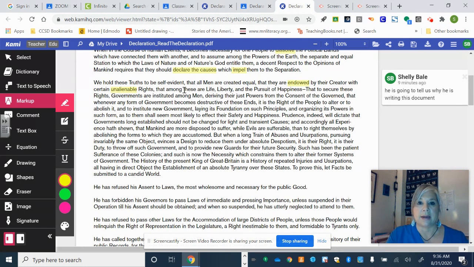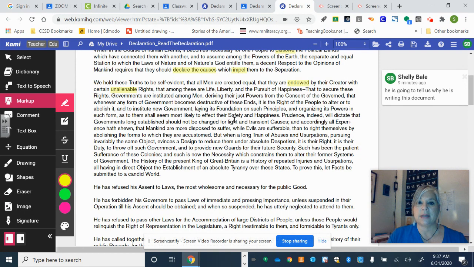Unalienable rights, that among these are life, liberty, and the pursuit of happiness. To secure these rights, governments are instituted among men, deriving their just powers from the consent of the governed. That whenever any form of government becomes destructive of these ends, it is the right of the people to alter or abolish it and institute a new government.